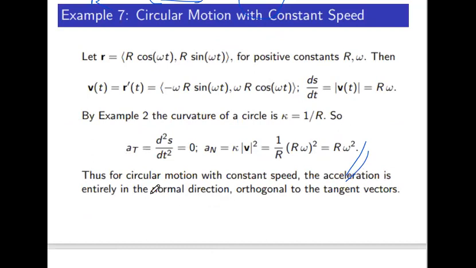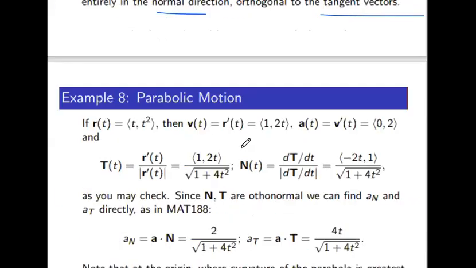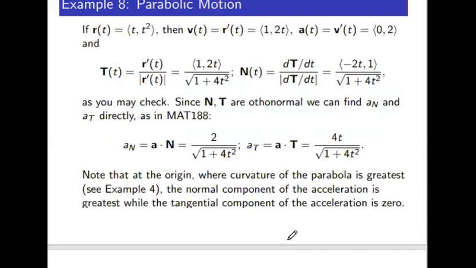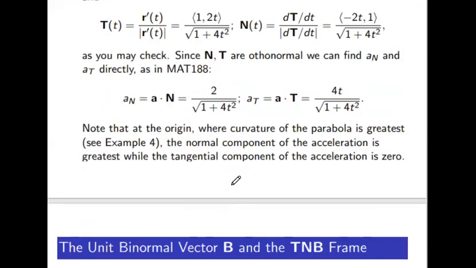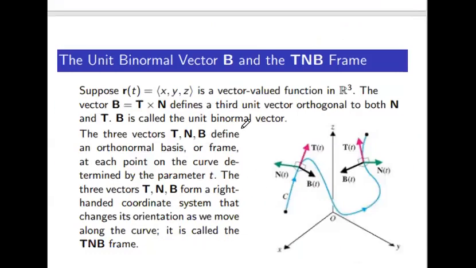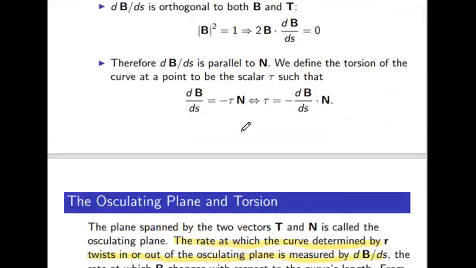So when a particle is moving along a circular path with a constant angular velocity, the acceleration is entirely in the normal direction, orthogonal to the tangent vector or velocity. Does this make sense? Go through this one. I think time is up. I will explain the latter part next week.